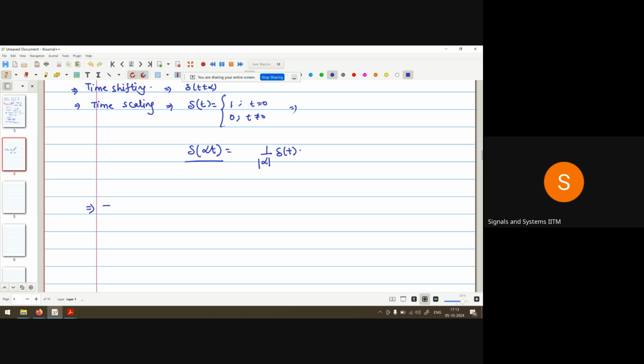The third property, time reversal. Del t signal is an even signal. You know the even signals? Yes, sir. So we can say del of minus t is equal to del t. Okay, so for the time reversal signal, if I put del of minus t, it becomes del t.